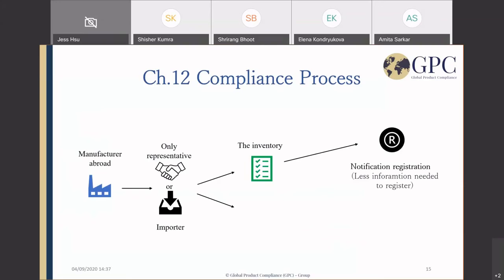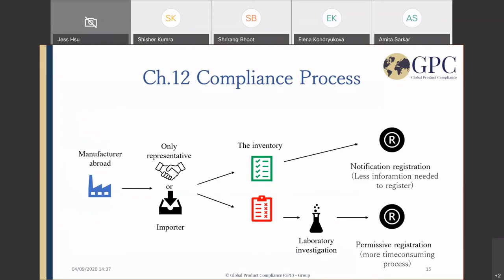Or the second thing you can do, in case your chemical is not present in the common EAEU inventory, is that you have to do a laboratory investigation with your chemical before you can register it. And then it's called the permissive registration. So it's a more time-consuming process, unfortunately, but that's how it is. Firstly, you will have to do the laboratory investigation, then your chemical will be included in the register, the EAEU inventory, and then you will be able to register your chemical.